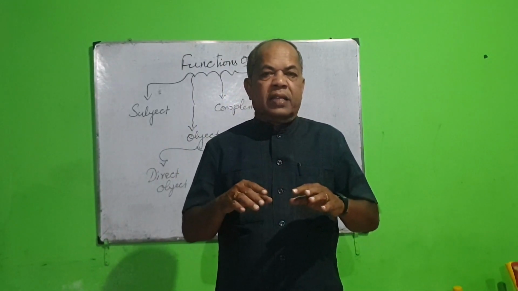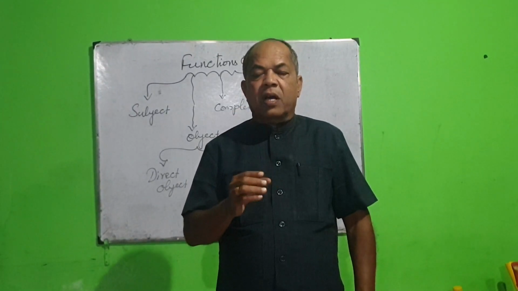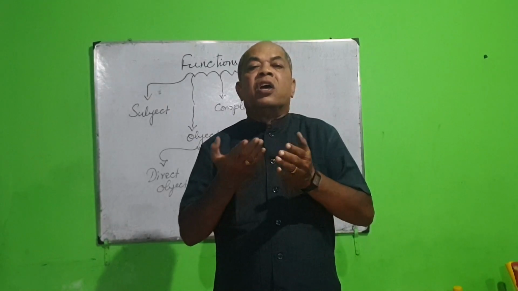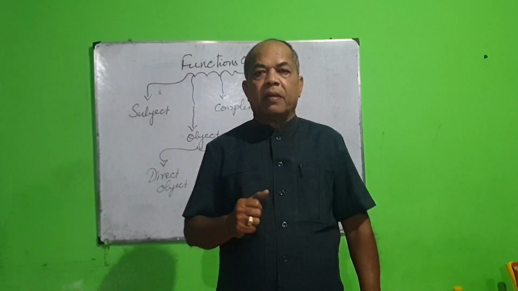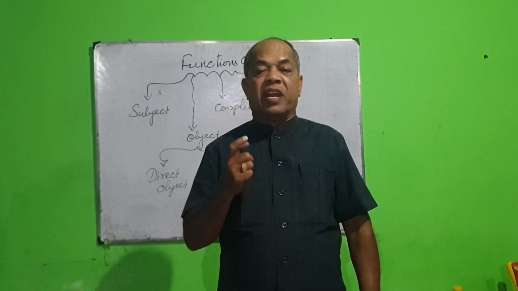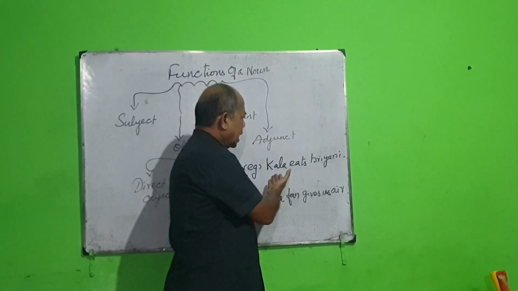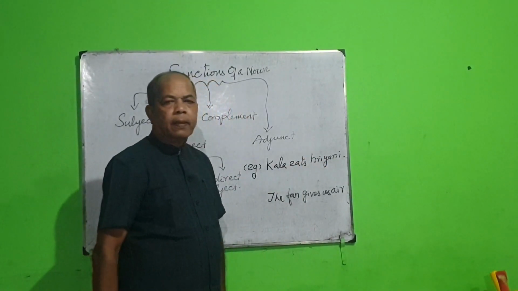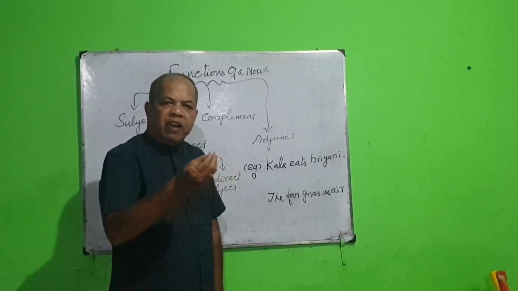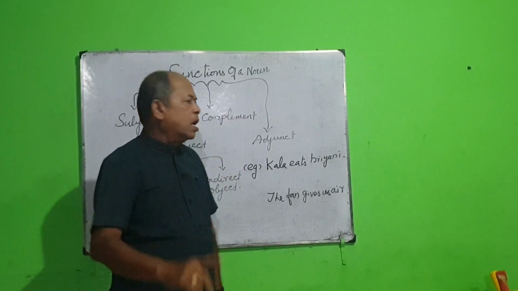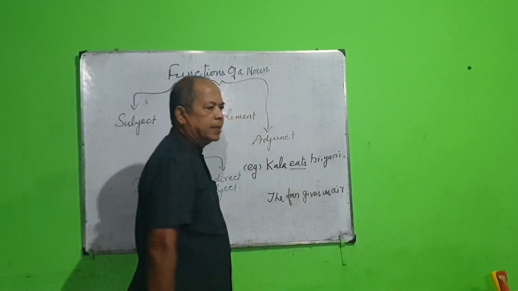The next one is, after finding out the question word and the verb, you frame a question using the question word and the verb. The answer to the question is the subject. Example, Kala eats biryani. We shall implement the rules that we have studied. First of all, find out the finite verb. The finite verb is eats.